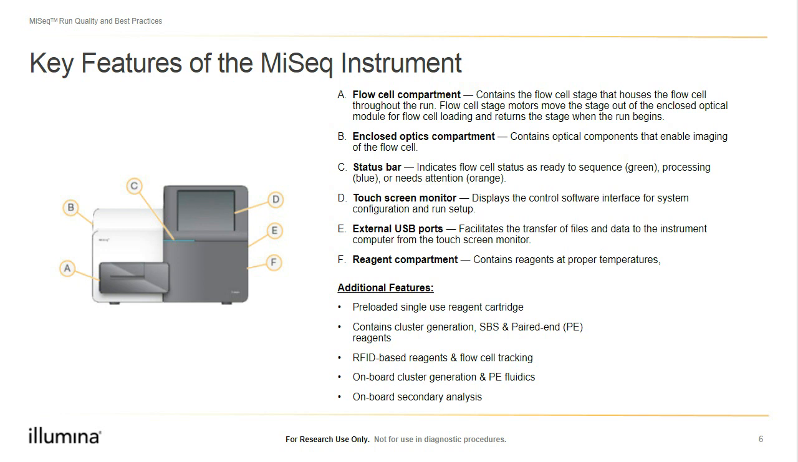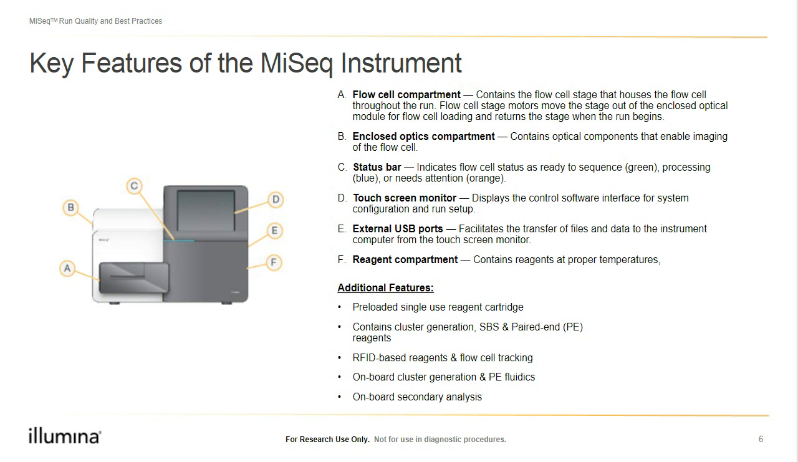C is our status bar. Green indicates the flow cell is ready to sequence. Blue indicates that the flow cell is processing, and orange indicates that the run needs attention. D is the touch screen monitor, which displays the software interface for the control software and run setup. It's also the monitor for the instrument computer. E shows the external USB ports on the right side of the instrument, which can help facilitate the transfer of files and data to and from the instrument computer. F shows the reagent cartridge compartment, which keeps our reagents at the proper temperatures during the run.